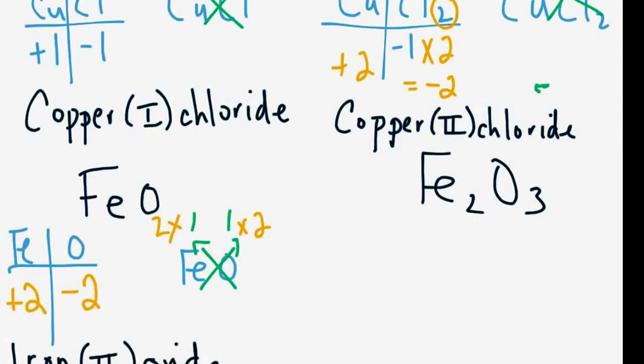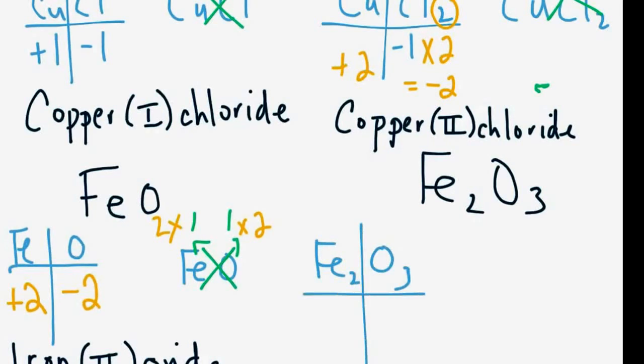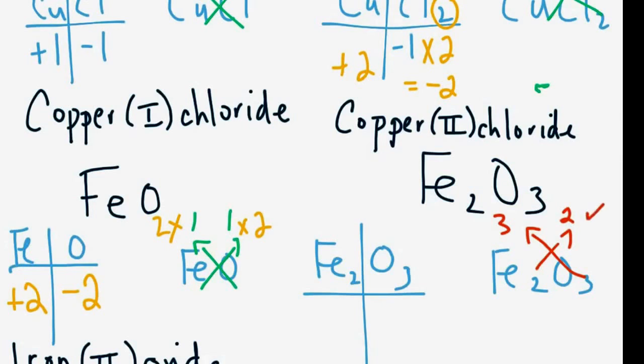Last one, Fe2O3. All right, so reverse crisscross. 2 goes there, 3 goes there. Oxygen is -2, which means this iron is iron 3.